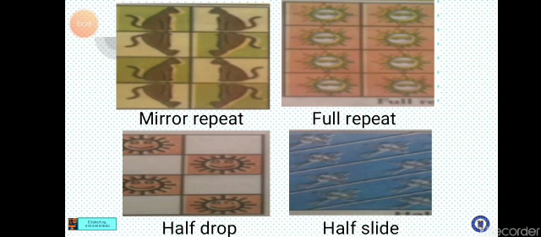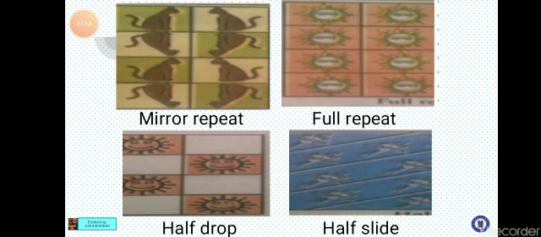Half drop. You can see the half drop pattern. The half drop pattern is made in a way that both sides of the pattern are in the same row.